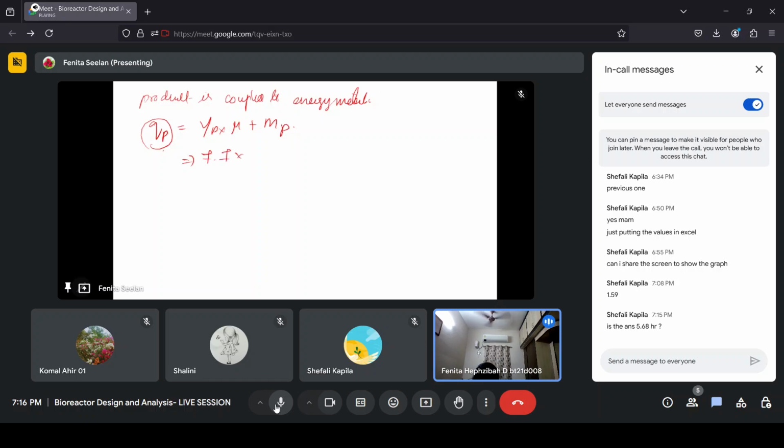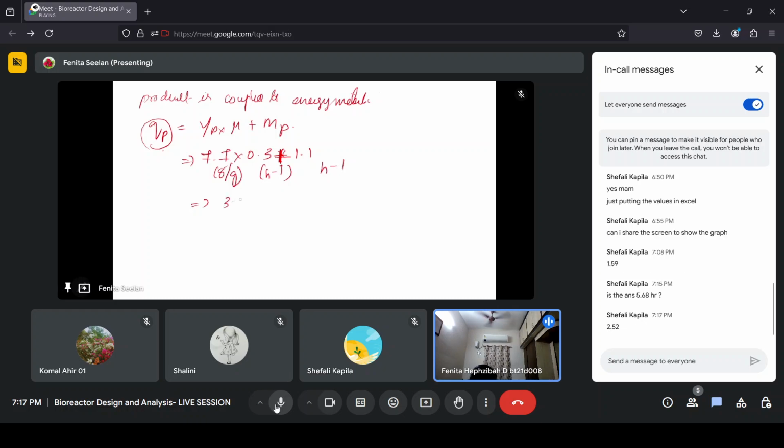Now applying all the things which we know from the given values: YPX is 7.7, my mu is 0.3, my MP is 1.1. The units are hour inverse. So what is the answer for QP? It is 7.7 into 0.3 plus 1.1. It is around 3.41 hour inverse. So now you know the QP value.